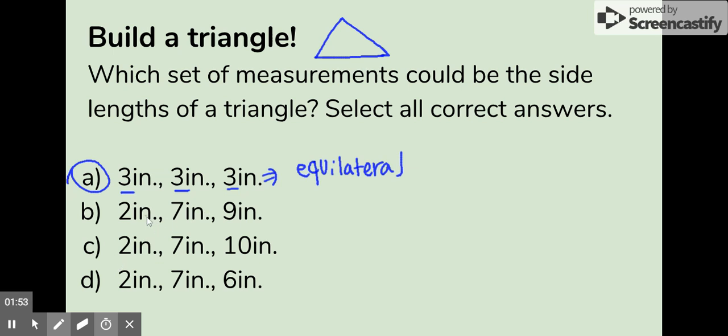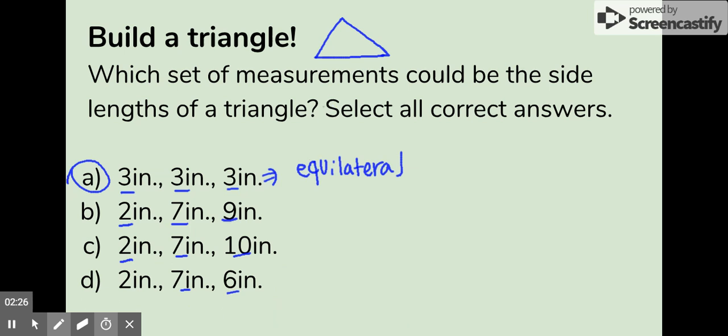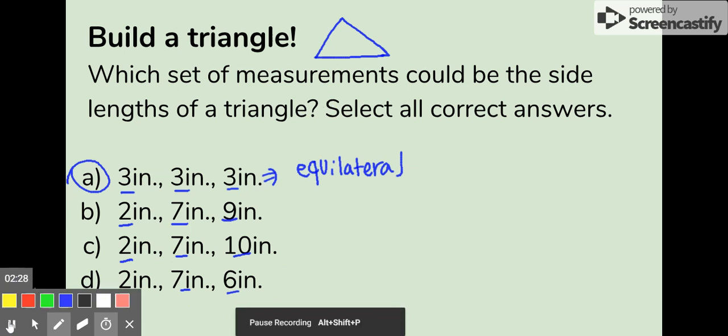Try to think about how you can make a triangle when you have 2 inches, 7 inches, and 9 inches. Do you think it's going to be a triangle? And C, when you have 2, 7, 10 inches, do you think it's going to be a triangle? And 2, 7, and 6. All right, I'm going to give you the answers later, but I really need you to think about it. There are 2 answers. So A and one of these is going to be the answer for this question, but I really need you to think about which one and why.